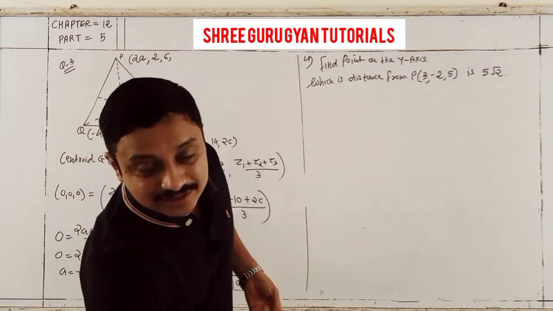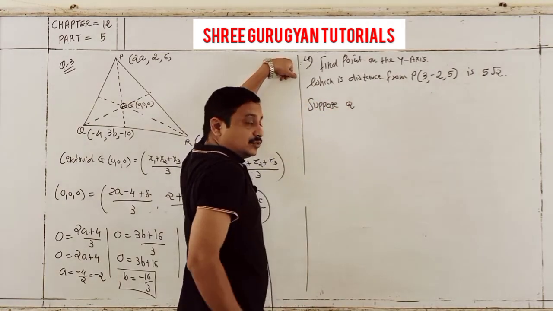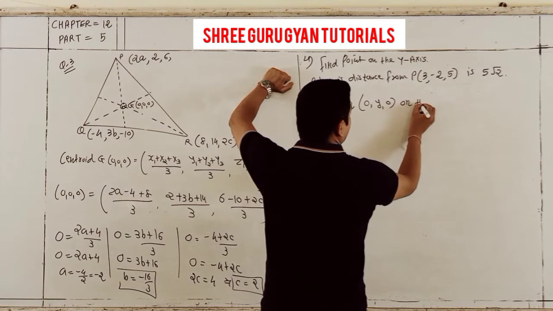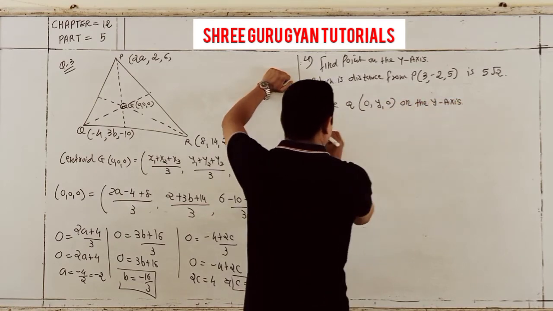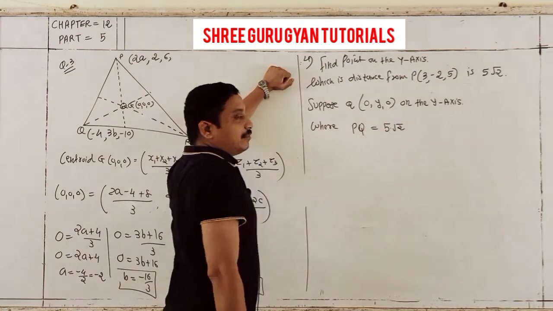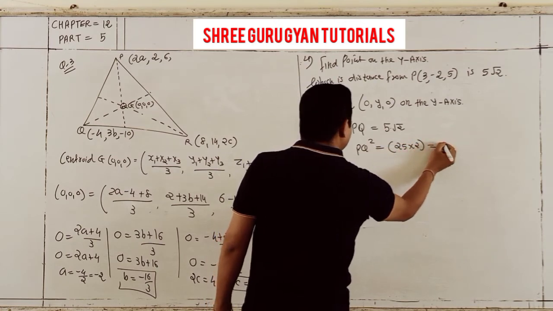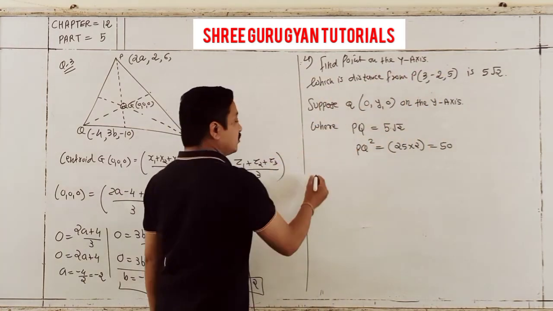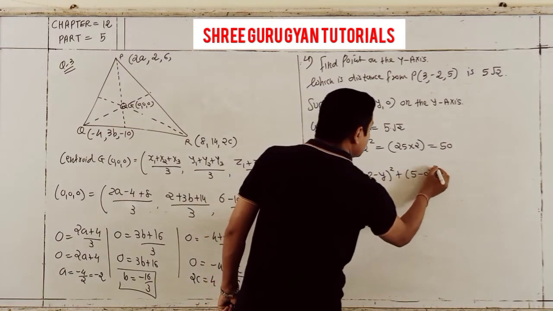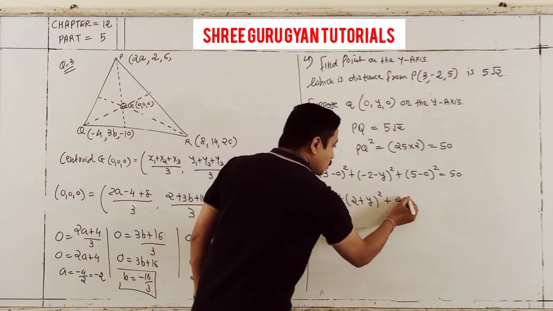So very easy. The point is on the y-axis. So suppose I assume Q on the y-axis is (0, y, 0), where PQ is 5 root 2, and apply the distance formula. So PQ square is (5 root 2) square, which becomes 50, and using the distance formula for P and Q: (3 minus 0), (-2 minus y) and (5 minus 0), and do the expansion. It is 9 plus (2 plus y) whole square plus 25.